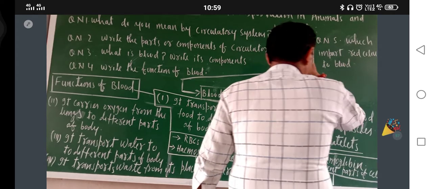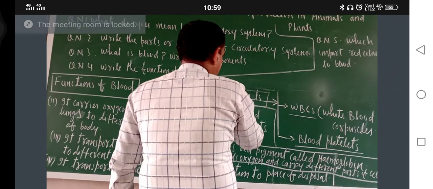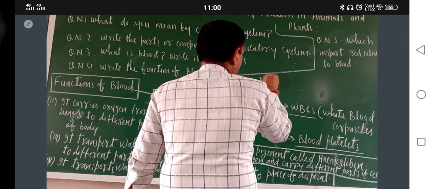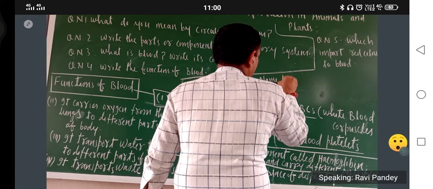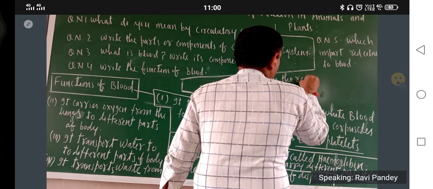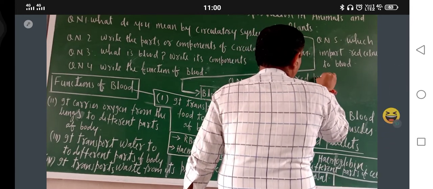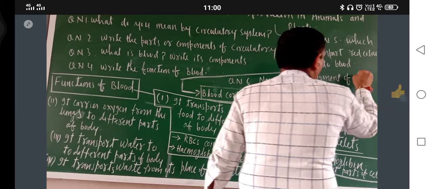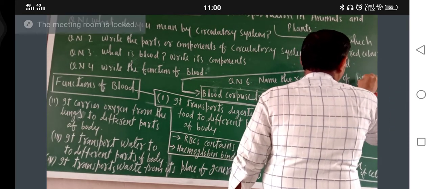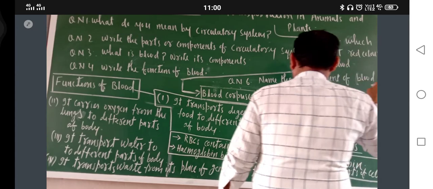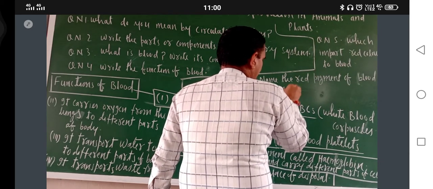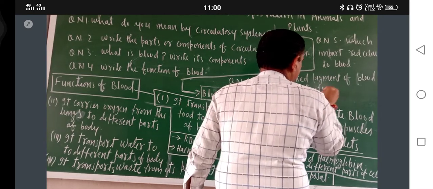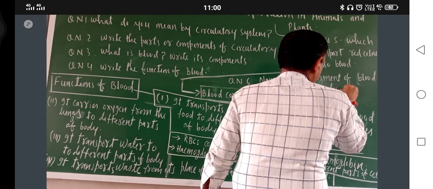Question number 6. Name the red pigment of blood and write its function.